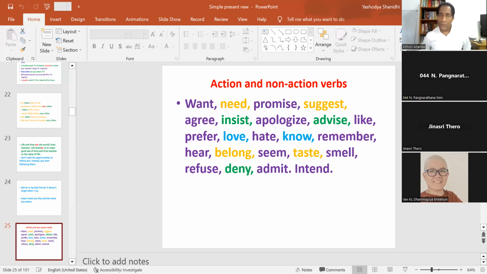Now you see that I want some water. Even though the necessity is going on, you can never say, using present continuous, I am wanting some water. Instead of present simple, you cannot use present continuous. You can never say I am needing a dictionary. Instead, you have to say I need a dictionary. Promise. Even when you are making some sort of promise, you can never say I'm promising you. Instead, you have to say I promise you.